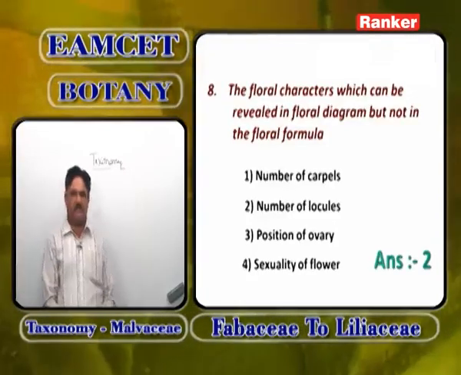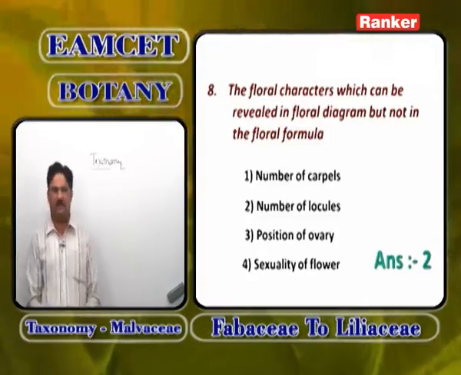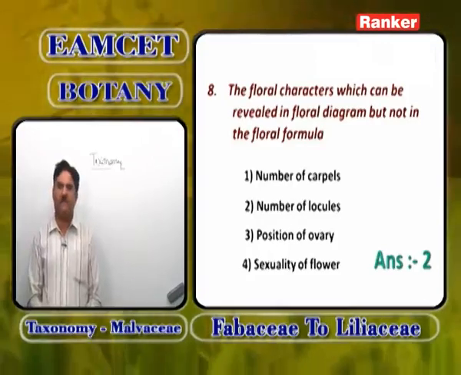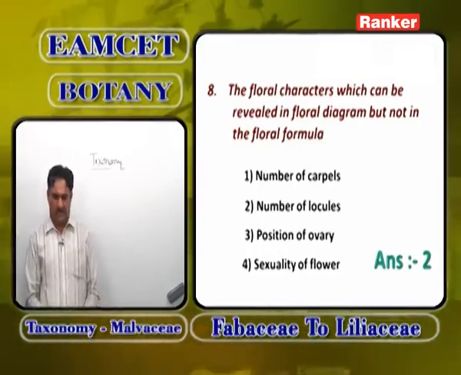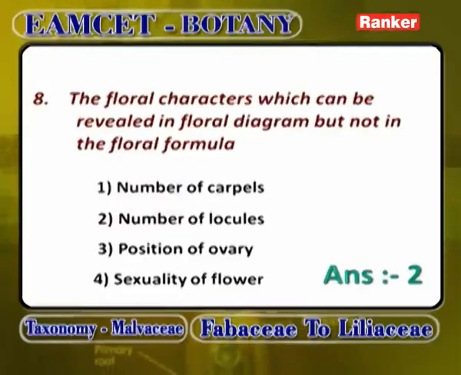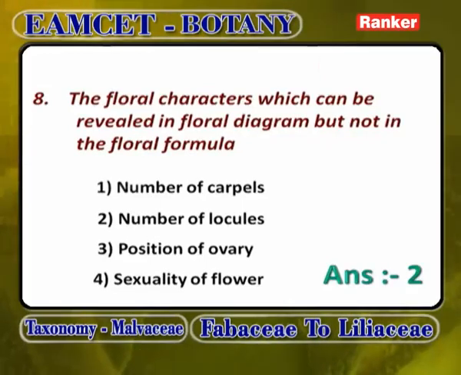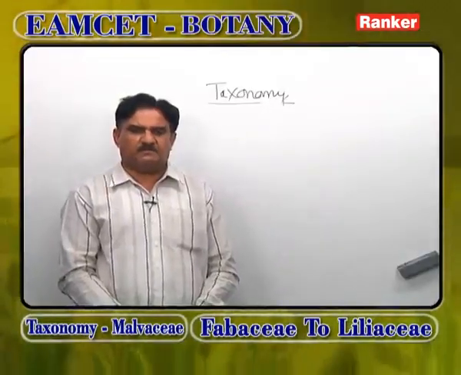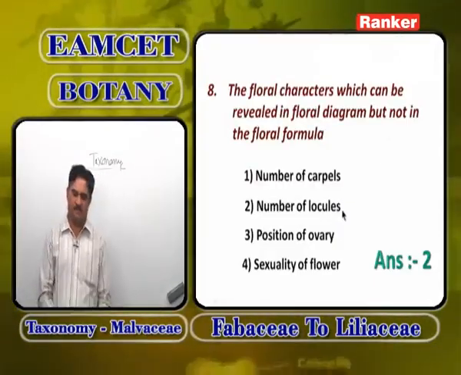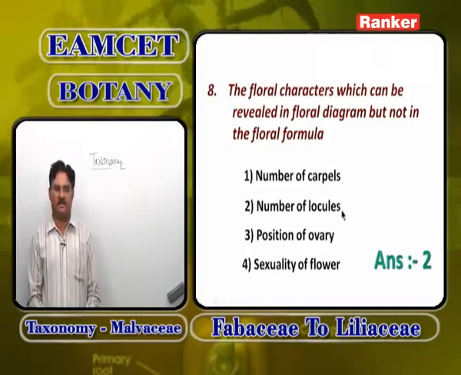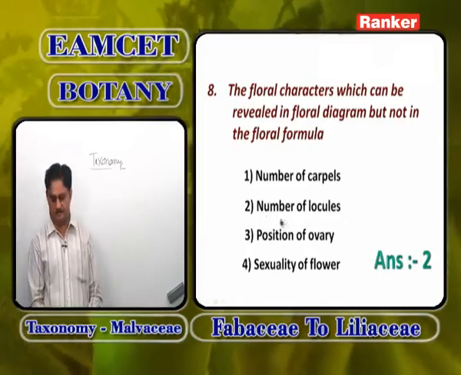Number of carpels can be revealed in both floral formula and floral diagram. Position of ovary can be seen in the floral diagram and also floral formula. Then sexuality of flower, either bisexual or unisexual, can be seen in both floral diagram and floral formula. The only concept which is observed only in floral diagram but not in floral formula is number of locules. Number of locules cannot be seen in floral formula but can be easily observed in floral diagram.